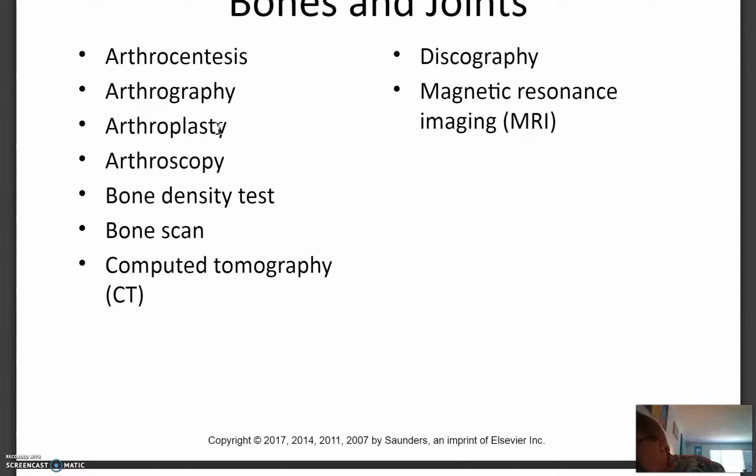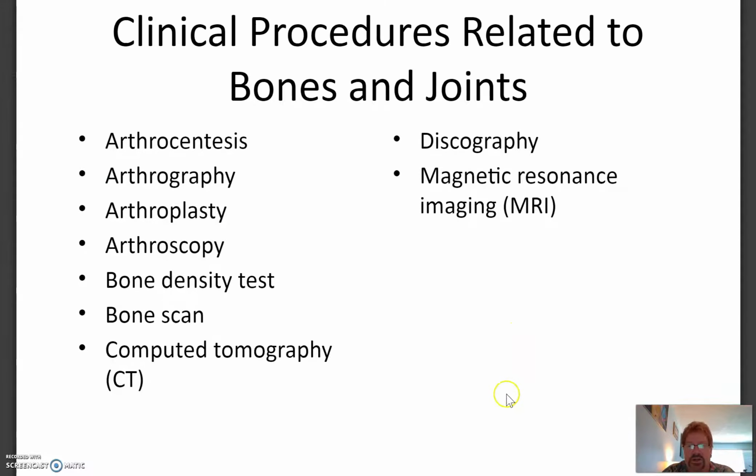Bone scan, they check that for a lot of different things, cancers and other infections and stuff. A CT or a CAT scan is a super X-ray that can show soft tissue. Normal X-ray, guys, does not show soft tissues. It's called a CT scan. It used to be called a CAT scan. I still call it that.